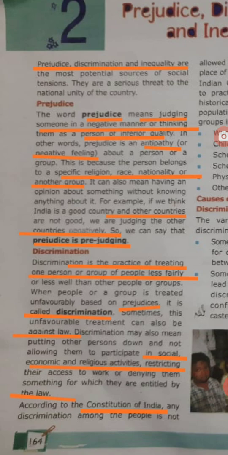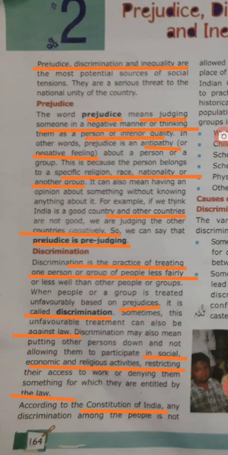First of all, we will see prejudice. The word prejudice means judging someone in a negative manner or thinking of them as a person of inferior quality. For example, if we see a girl and a boy who are brother and sister, but we see that their dress is not good, we judge people on the basis of dressing.